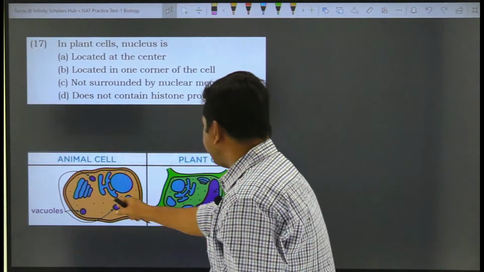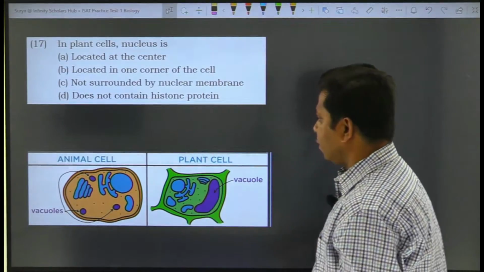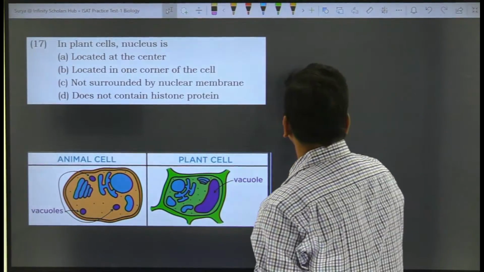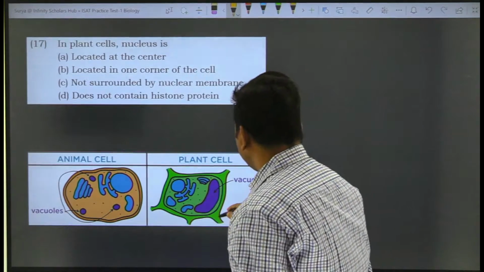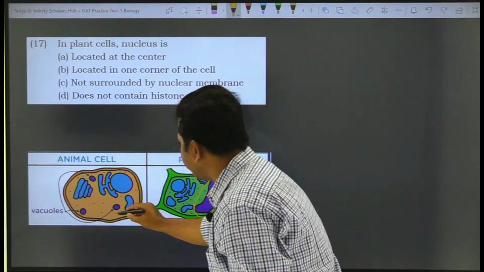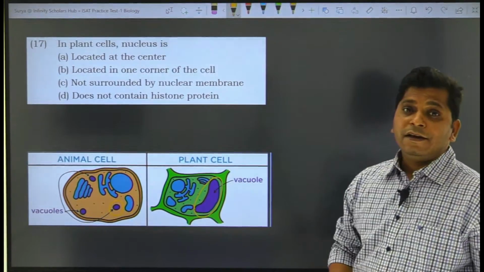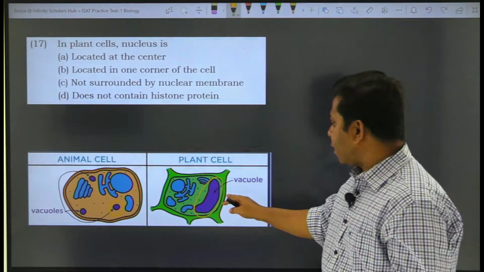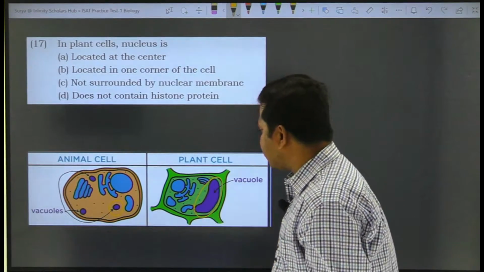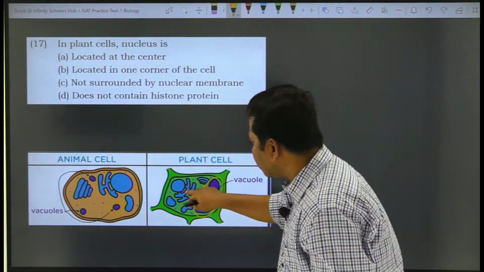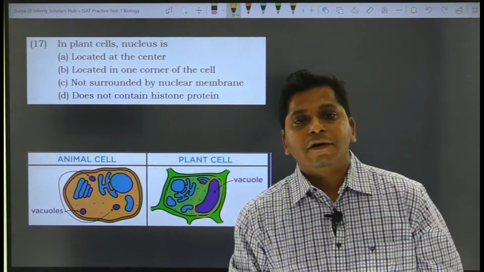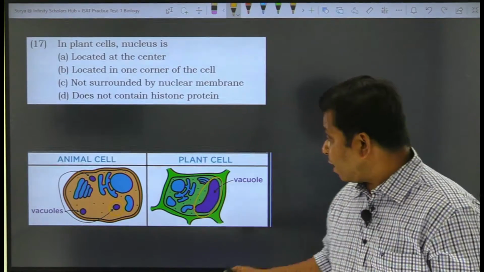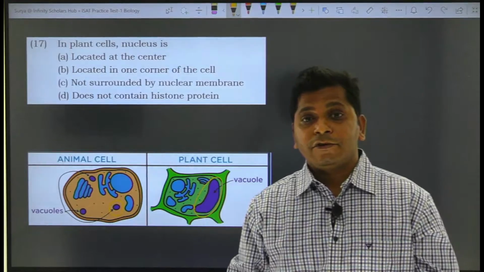If you look at the structure of the animal cell and the plant cell, you typically see there is a big difference between these two cells. If you look at the size of the vacuole, the plant cell has a large vacuole as compared to the animal cell, because the plant cell needs to store a large amount of cell sap and reserve food material. That is why the vacuole size is large. As the vacuole size is large, the nucleus is pushed to one corner of the cell because the vacuole occupies a larger portion of the cell. Sometimes the vacuole can occupy up to 90% of the space of the cell.